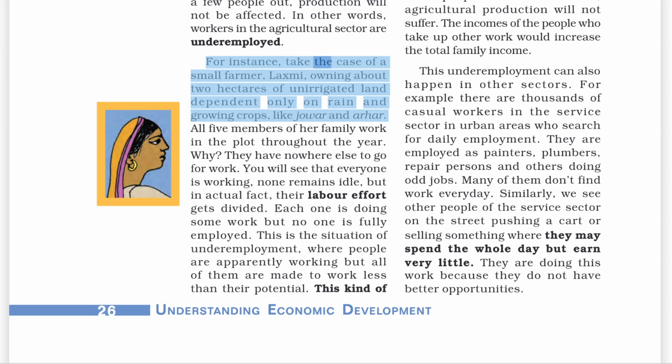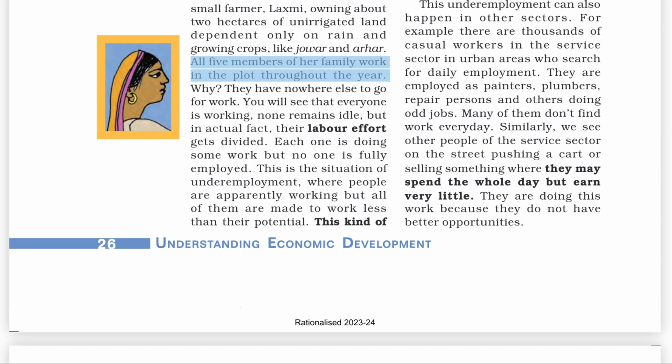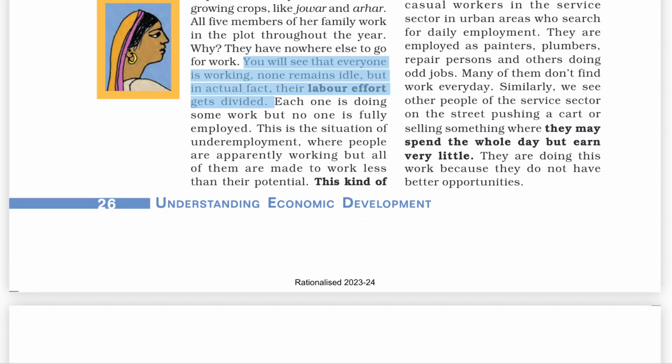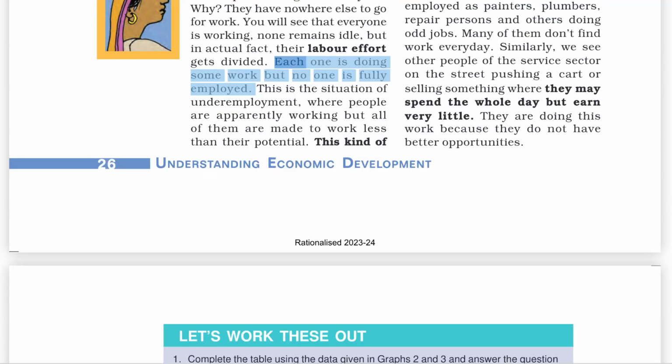For instance, take the case of a small farmer, Lakshmi, owning about 2 hectares of unirrigated land, dependent only on rain and growing crops like jowar and arhar. All 5 members of her family work in the plot throughout the year. Why? They have nowhere else to go for work. You will see that everyone is working, none remains idle, but in actual fact, their labor effort gets divided. Each one is doing some work, but no one is fully employed.